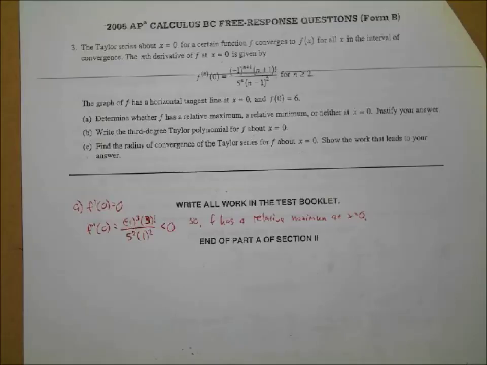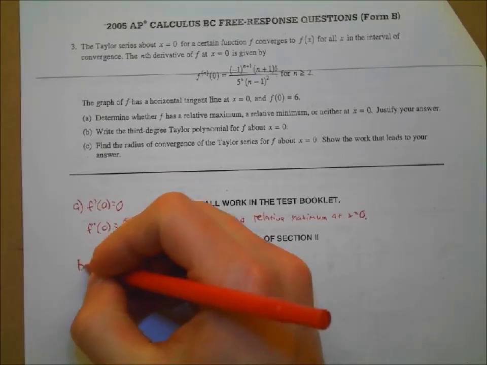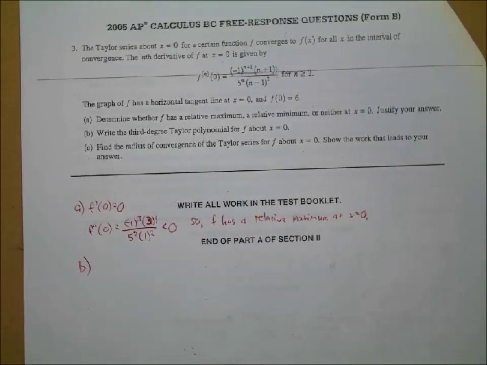All right, letter B. Write the third degree Taylor polynomial for f about x equals 0. So we are not given the series here. One thing I want to be very careful to distinguish here.